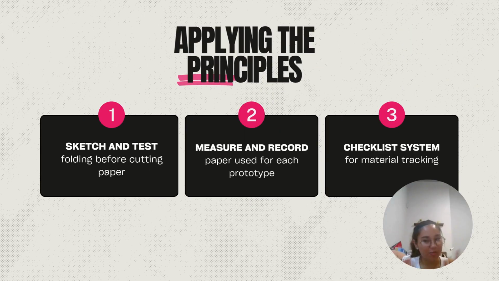Now, for the first part of our implementation strategy to apply these principles, we could follow a step-by-step strategy. First, we would sketch and test different folding designs before cutting the final paper, and this will allow us to reduce errors and avoid wasting material. Secondly, we can measure and record the amount of paper used in each prototype. This information will help us calculate the material efficiency rate and adjust our design if necessary.